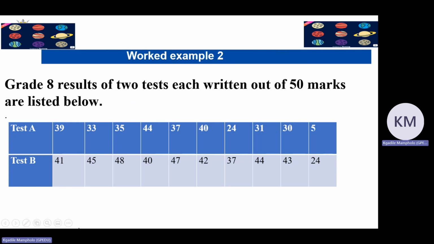Worked example 2. Eight results of 2 tests, each written out of 50 marks, are listed below. We analyze the relationship between the performance of the learners in test A and test B. So our input, our horizontal axis, would be the marks of test A. The vertical will be the marks of test B. So now we're checking the relationship between test 1 and test 2.